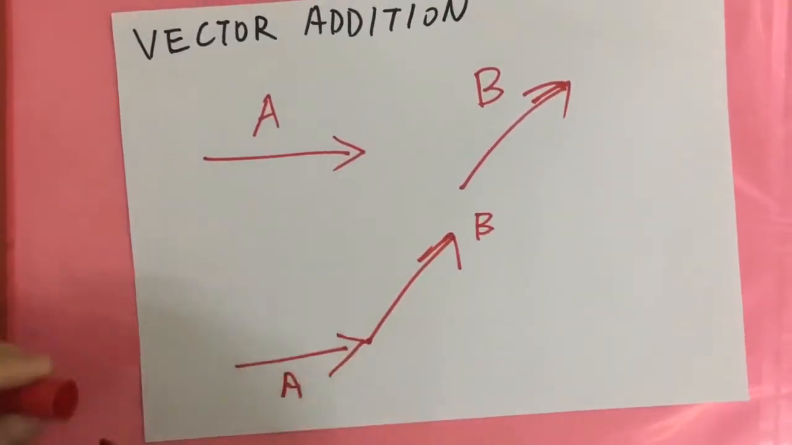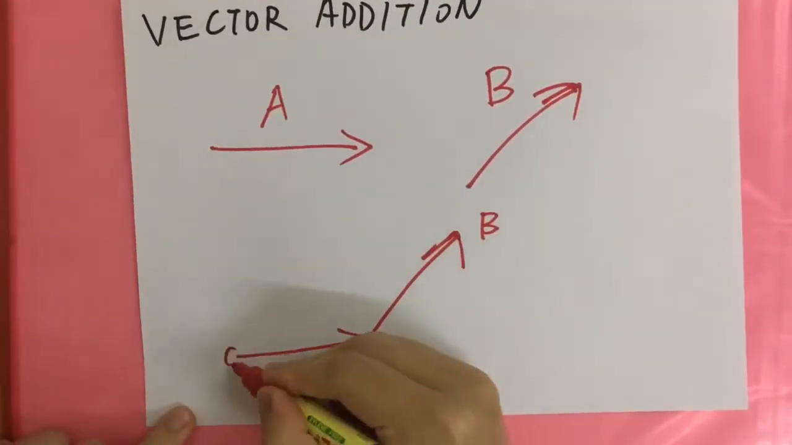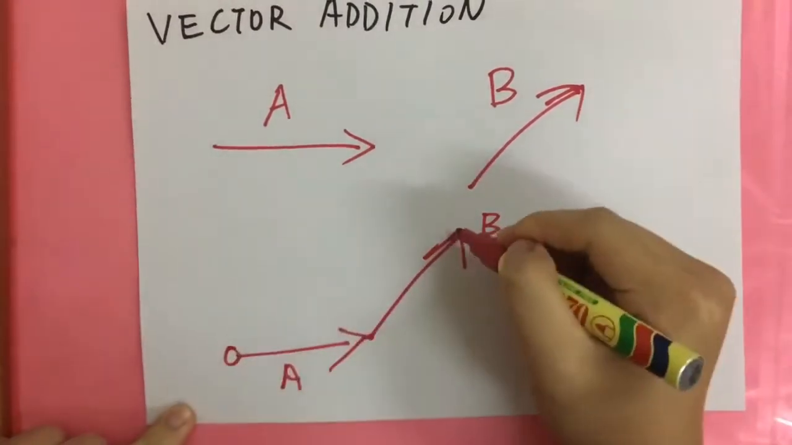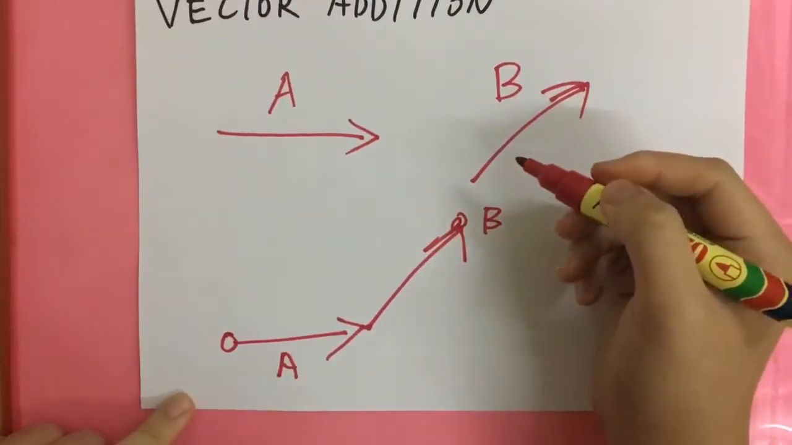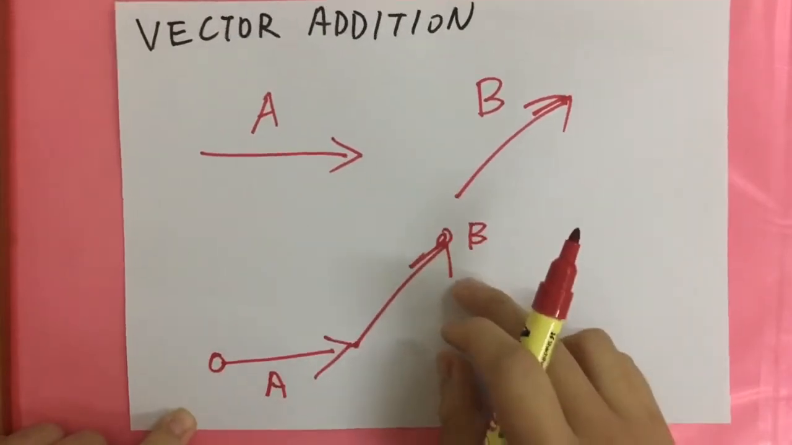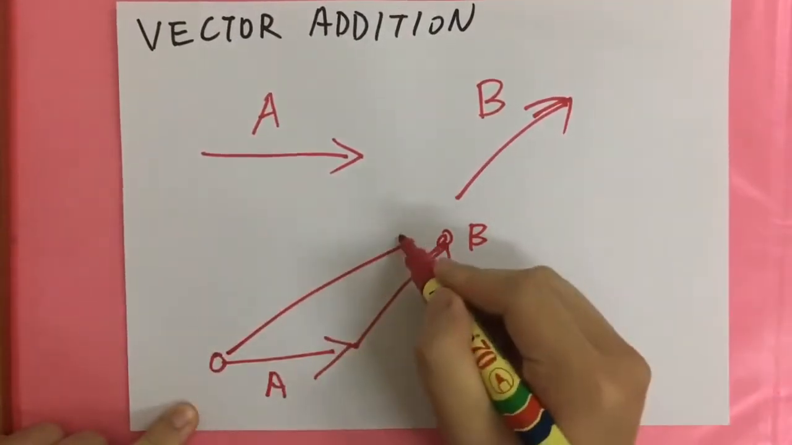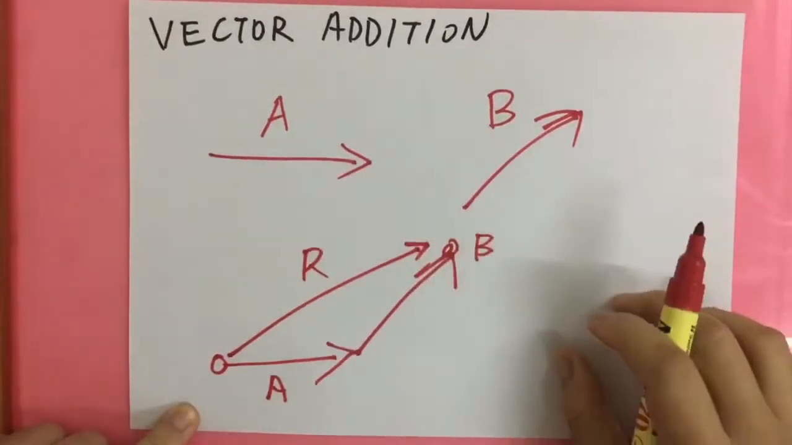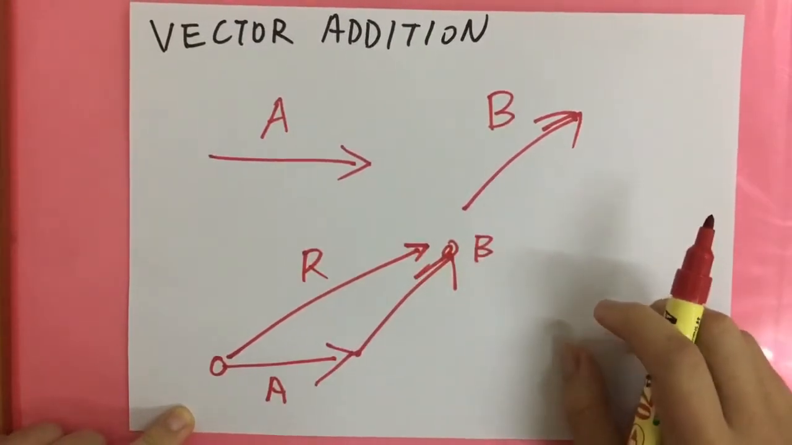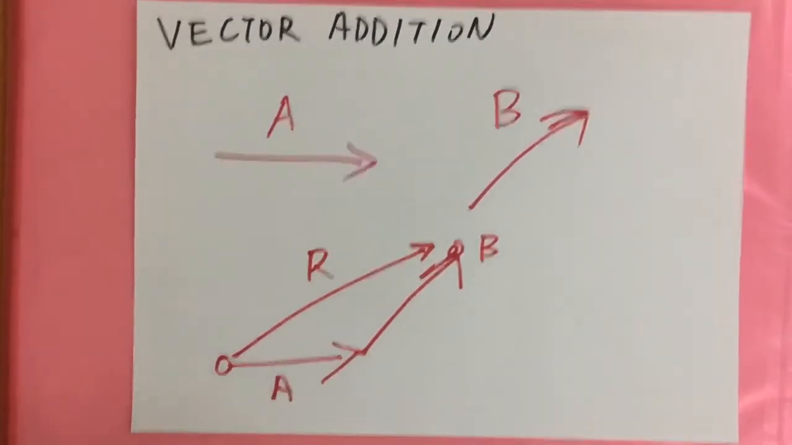And where is the resultant? The resultant is actually from the initial point, this would be the initial point and this would be the final point. So the resultant of these two vectors would be a straight line named R. R stands for resultant. And that's vector addition.